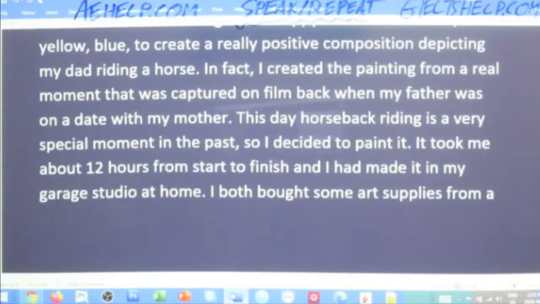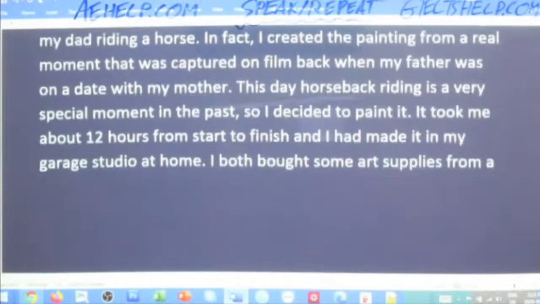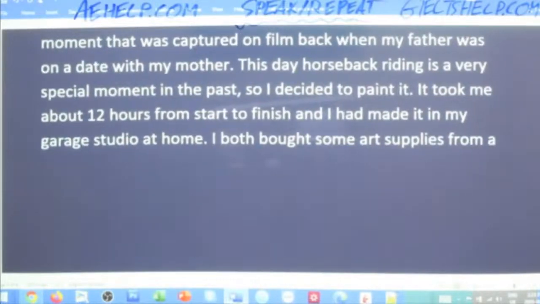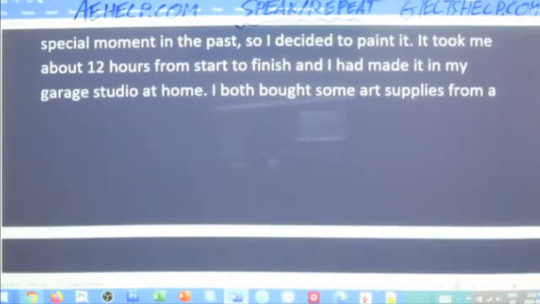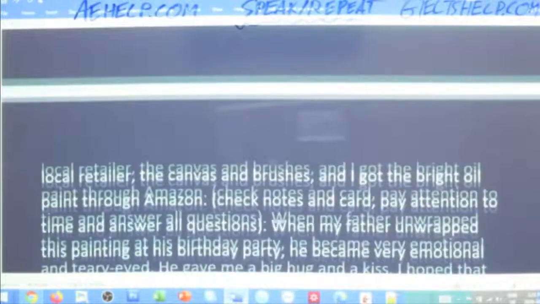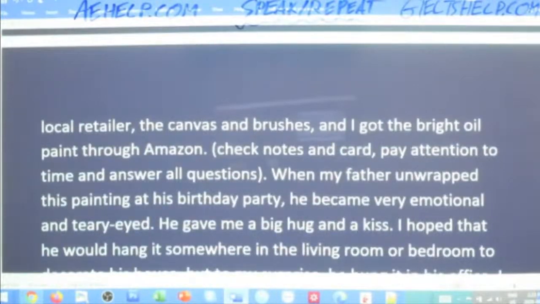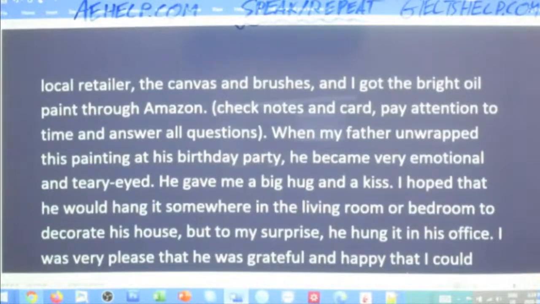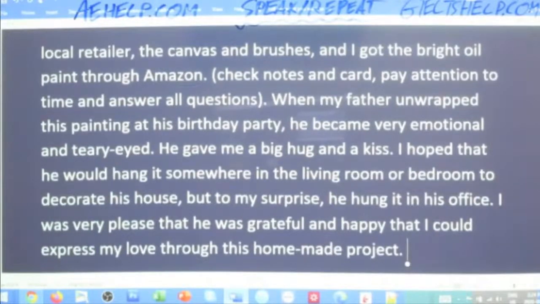In fact, I created the painting from a real moment that was captured on film back when my father was on a date with my mother. This day horseback riding is a very special moment in the past, so I decided to paint it. It took me about 12 hours from start to finish, and I had made it in my garage studio at home. I both bought some art supplies from a local retailer, the canvas and brushes, and I got the bright oil paint through Amazon. When my father unwrapped this painting at his birthday, he became very emotional and teary-eyed.